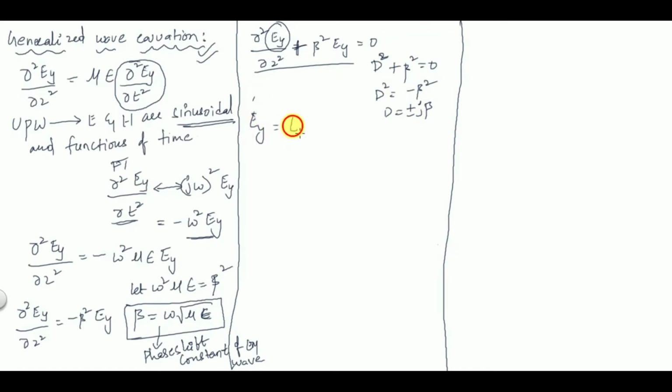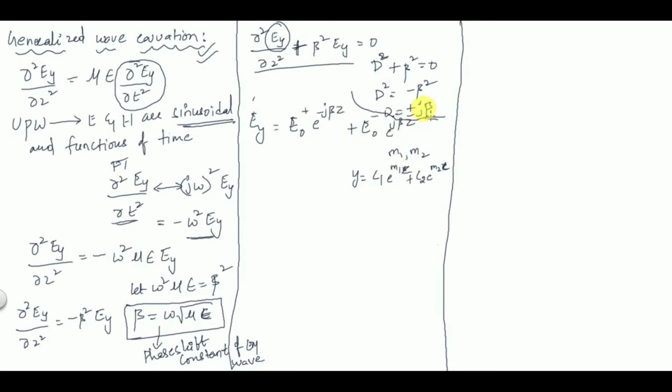Ey can be written as E naught plus into e power minus j beta z plus E naught minus into e power j beta z. When you have two roots m1 and m2, how can you write the complementary function? It can be written as y is equal to c1 into e power m1x plus c2 into e power m2x. Now the wave is propagating along the z direction, so this will be m1z, m2z.